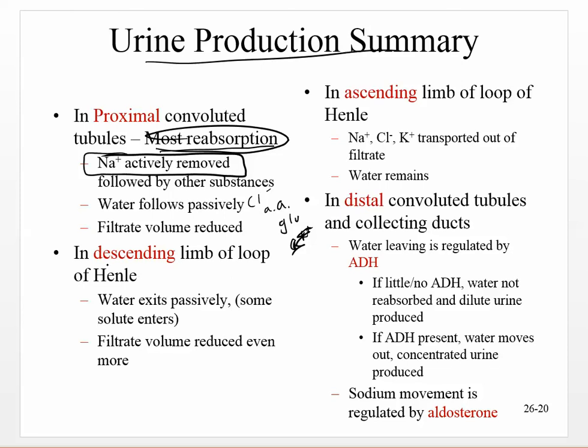In the descending loop of Henle, we remember that too, hopefully, that water exits. Water exits passively, through osmosis, because it's permeable to water, so water moves out in the descending loop. In the ascending loop, the sodium potassium chloride cotransporter, that's also active, so it's using the sodium potassium pump to boot those guys out. That's in the ascending limb of the loop of Henle.